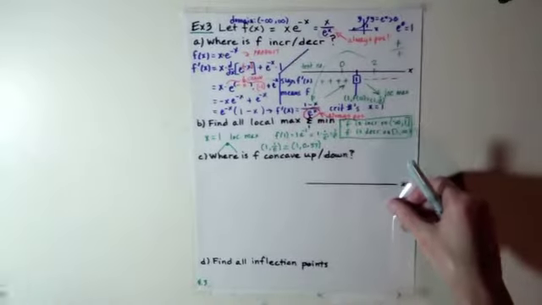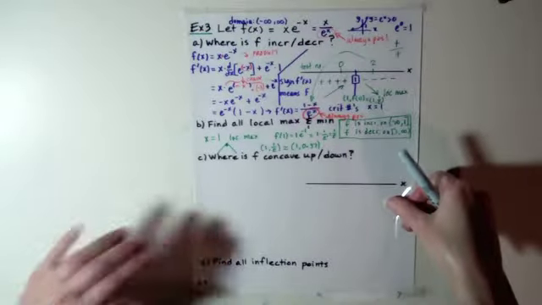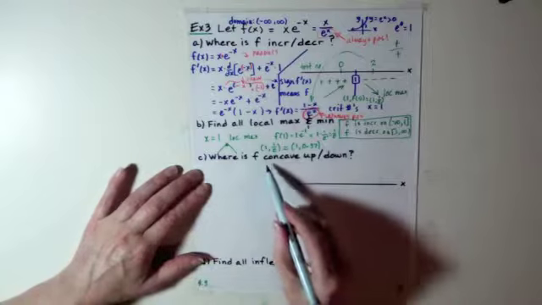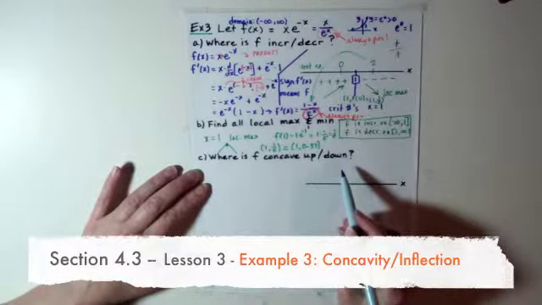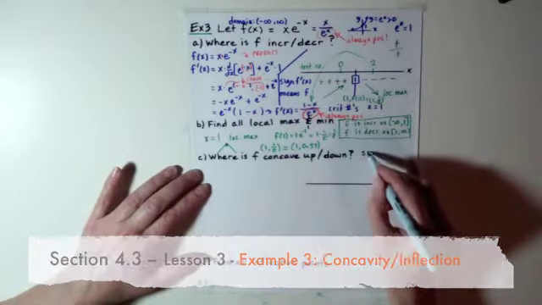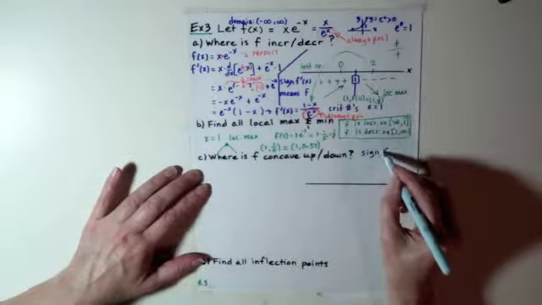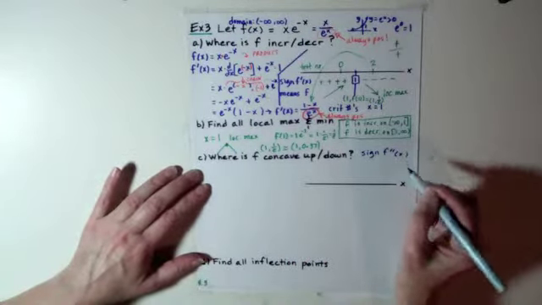Okay, fine. Well, let's go back and see if we can figure out what the concavity is. I'm flipping back to the previous page, and we're asking, where is this function concave up? Where is it concave down? Well, we said we have to investigate the sign of the second derivative to determine that.